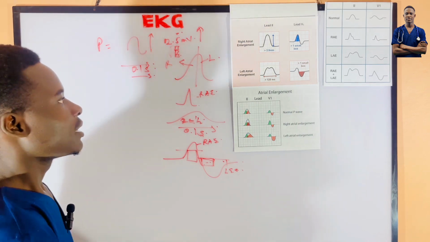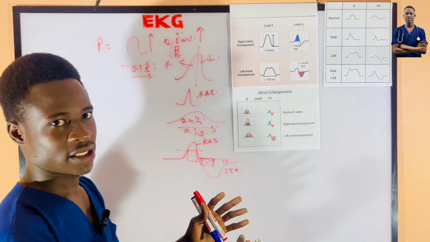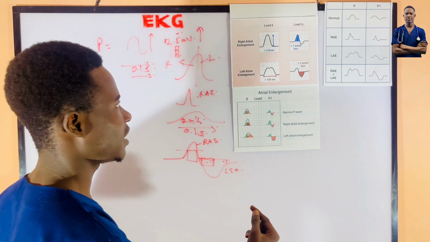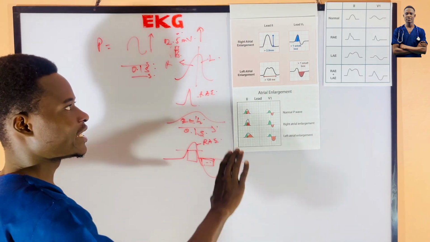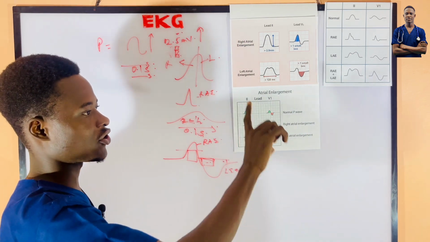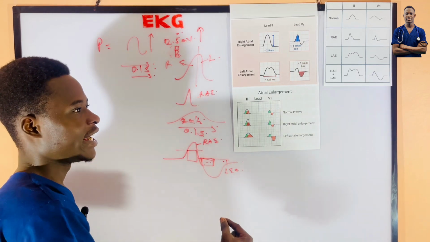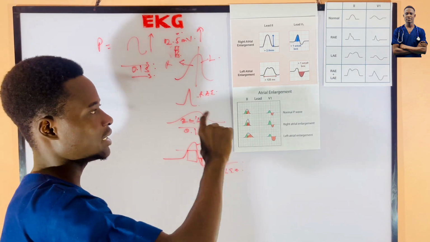Now, this is what we call what? The atrial enlargement. I'm repeating it. The atrial enlargement can happen when there's what? A change in the what? The structure of the P wave. That when the P wave increases in height, or when the P wave increases in width.